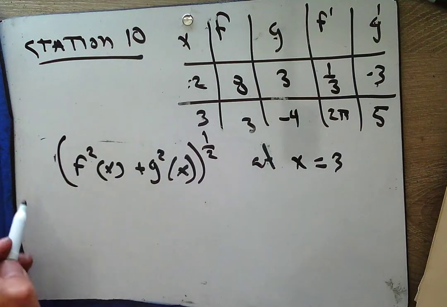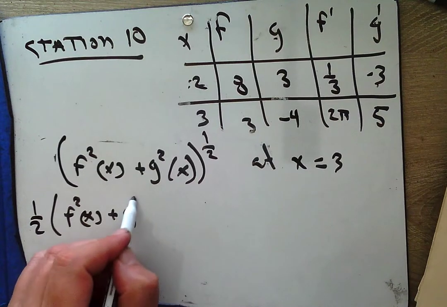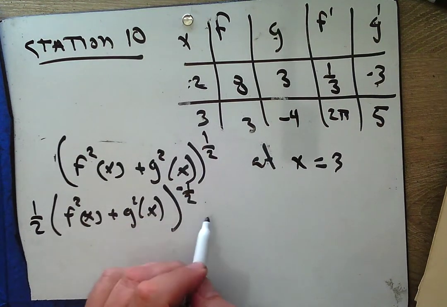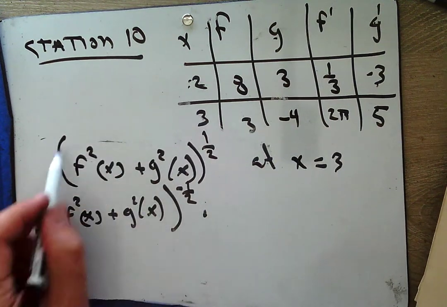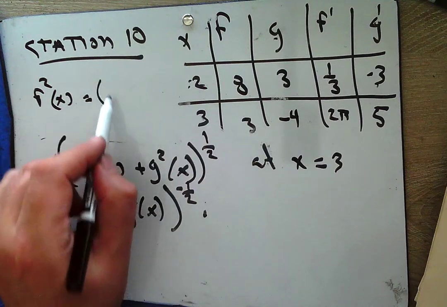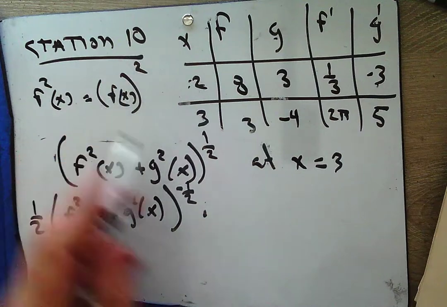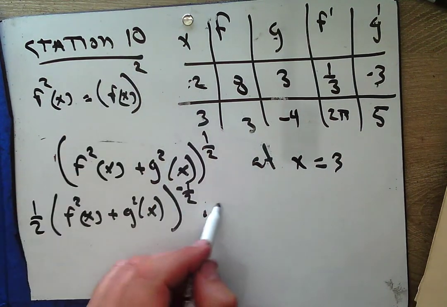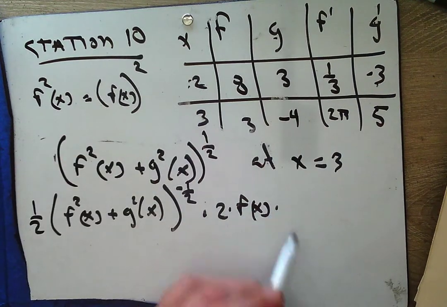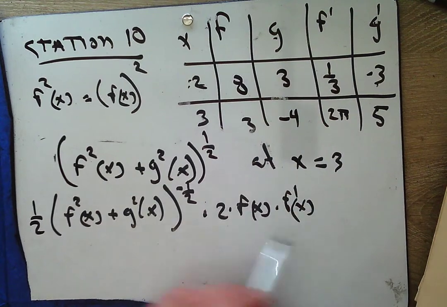Take the derivative of the outside. I leave the inside alone. Don't forget to subtract 1. Times the derivative of the inside. Well, remember, f squared of x is the same as f of x squared. So this is chain rule again. So I bring down the 2 times f of x, leave that inside function alone, times the derivative of that inside function. But wait.